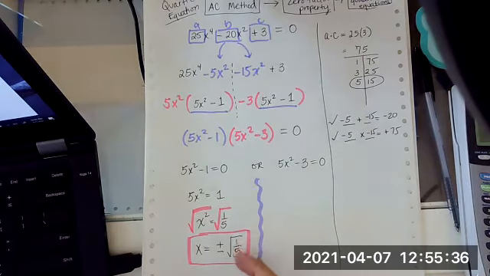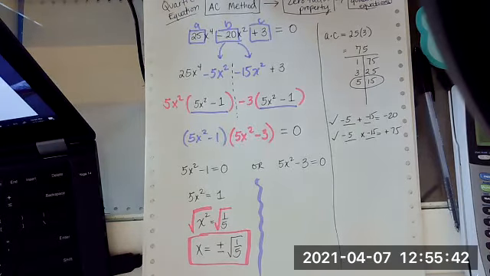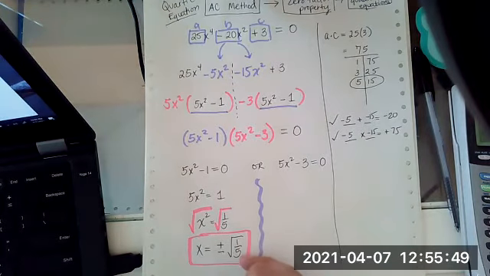Now, if both the numerator and denominator of the fraction could both be square rooted, then I would expect you to take the square root of that. Like if this was 49 over 25, then we can take the square root of both of those and call it 7 over 5.